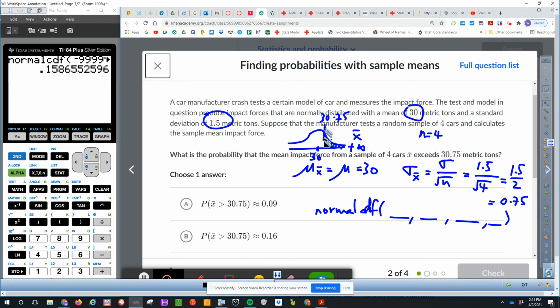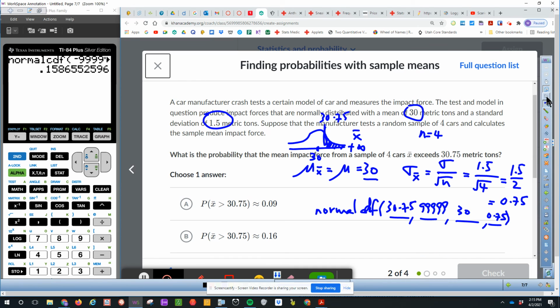So what is the lower bound? The lower bound should be at this point, 30.75. The upper bound, it's going to the right, which is positive infinity. And then the mean is 30. Standard deviation is 0.75. This is the mean of the sampling distribution of the sample mean. This is the standard deviation of the sampling distribution of the sample mean. So, let's keep all those data before I show you on the calculator.